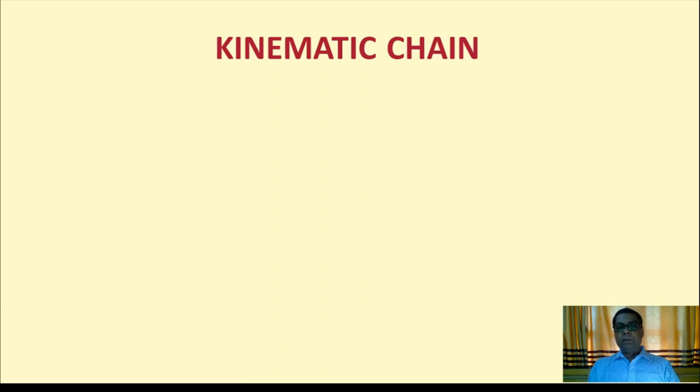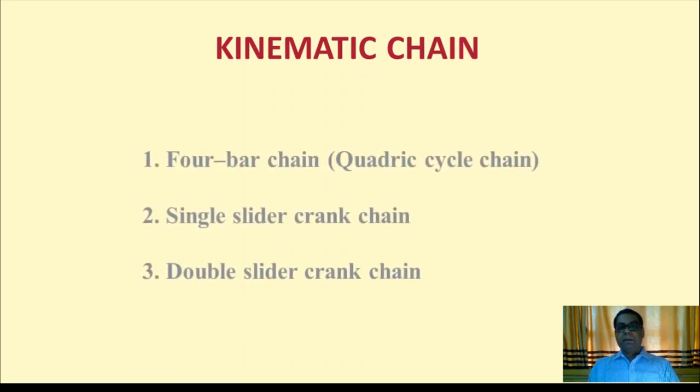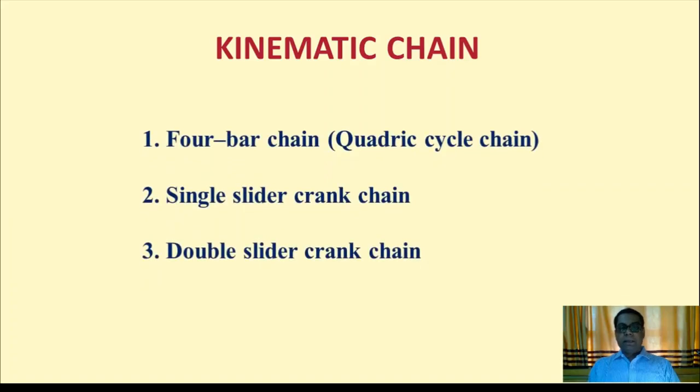Today in this video we are going to discuss the kinematic chain. In a kinematic chain there are primarily three different types: one is the 4-bar chain or quadric cycle chain, second is the single slider crank chain, and third is the double slider crank chain.